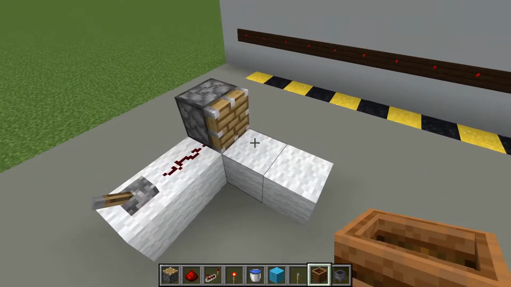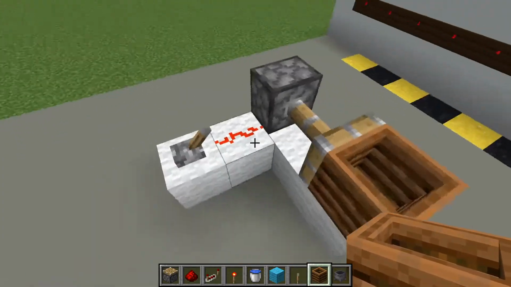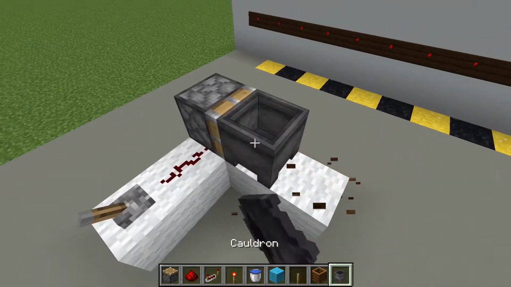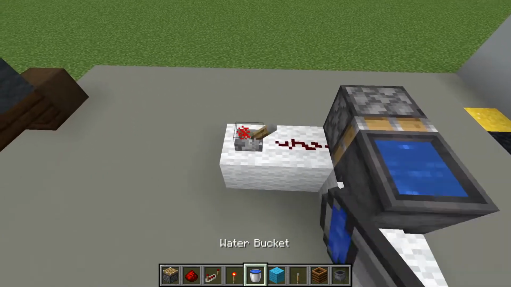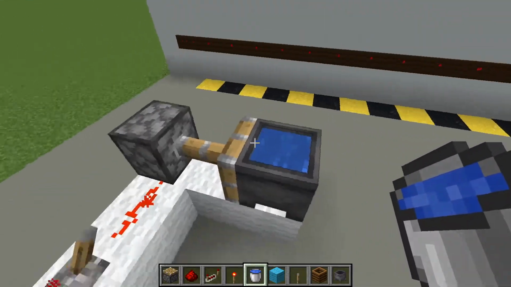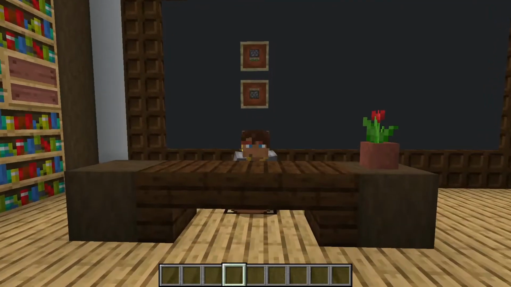Now there's two kind of surprising outliers to this. Number one is that composters can be moved by pistons, and cauldrons, even when they're full of water, can also be moved by pistons and retain the same water level. So that's pretty much it for regular pistons.